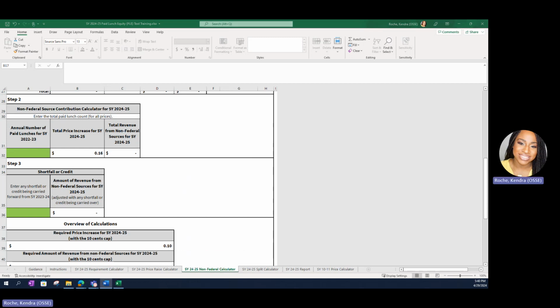For step 2, you will need to enter the number of paid lunches sold during the entire 2022-23 school year. To find this number, return to your NSLP reimbursement claim form records for July, August, and/or September 2022. You can find the totals for October 2022 through June 2023 in Orchard in fiscal year 2023. Add all the paid lunches sold to get the annual number and enter it into the non-federal calculator.